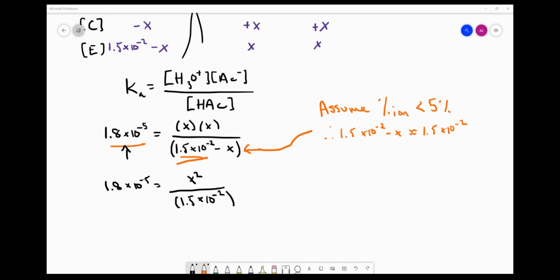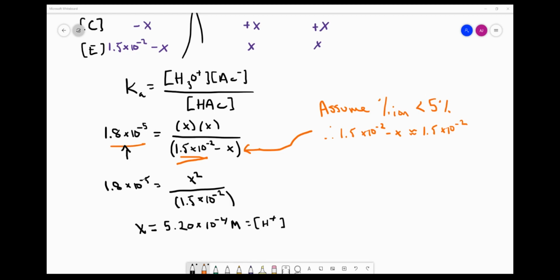At this point here, we can now rearrange the equation and solve for x. When I rearrange and then take the square root, I get the x value to be 5.2 times 10 to the negative 4 moles per liter, which is my hydrogen ion concentration.